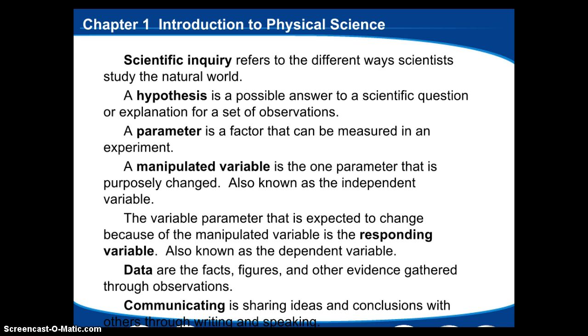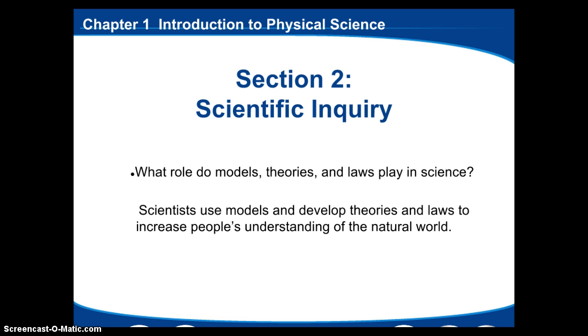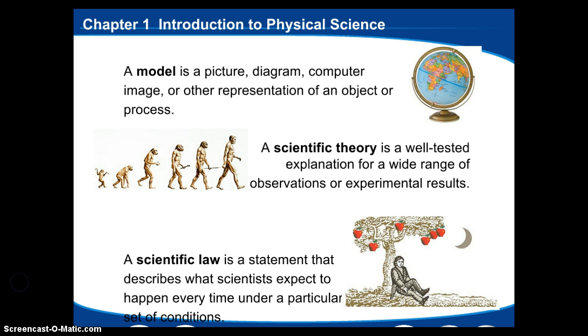Data are facts, figures, and other evidence gathered through observations, and communicating is sharing the work or ideas through either writing it out or speaking with others. So scientists use models, theories, and laws in science, and they use a model, like a globe, in order to show people what the Earth looks like from space. And it helps them develop theories and laws to increase people's understanding of the world.